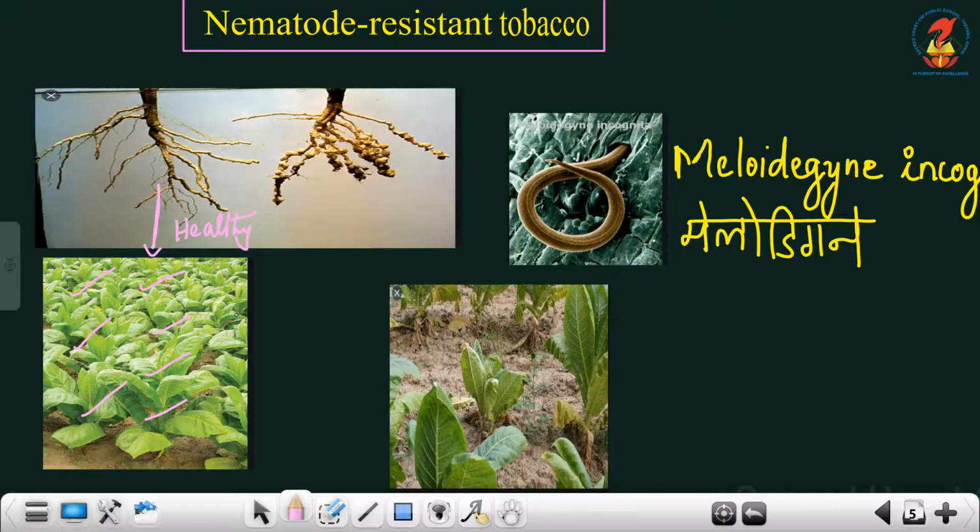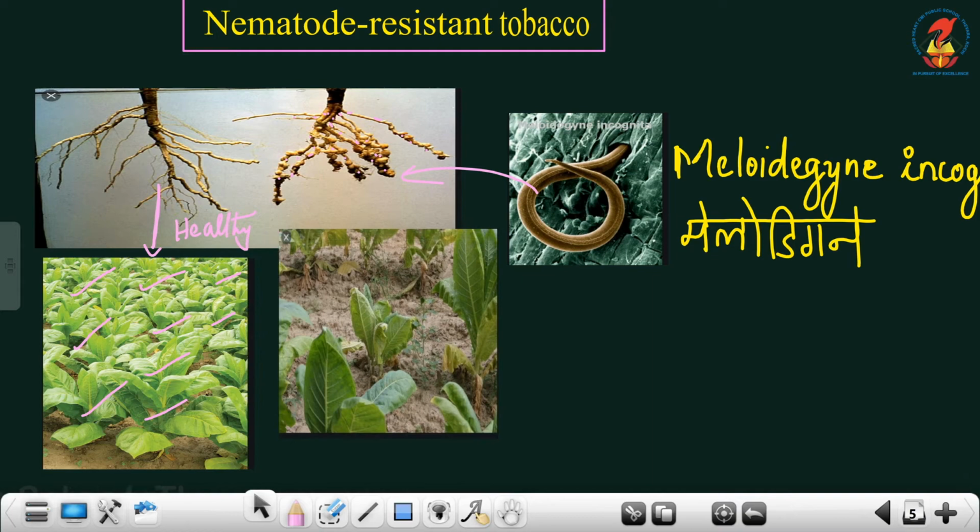But if the roots are invaded by the nematode, what happens is root knots are formed. Can you see root knots produced? And in these root knots, these nematodes multiply, reproduce and invade. And this will affect the yield. And finally, what happens? The leaves that are produced are not good.